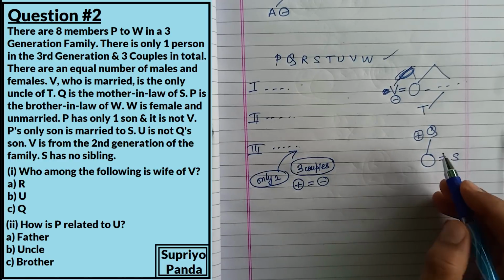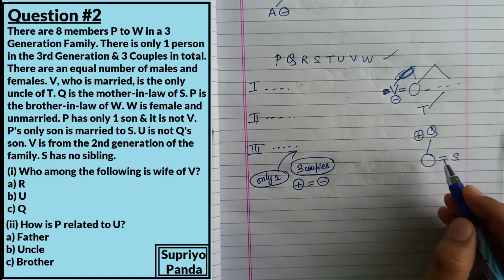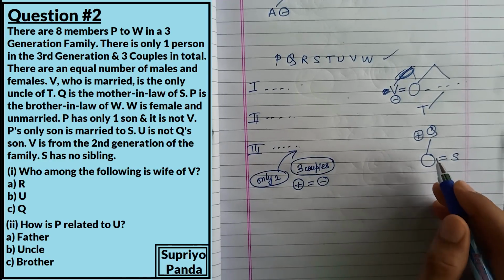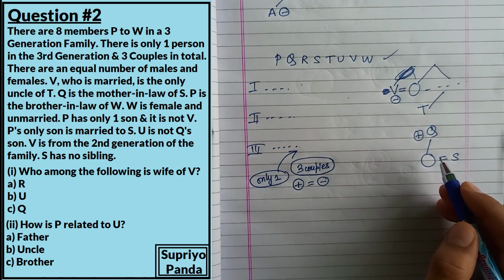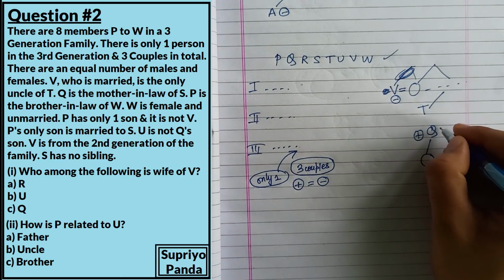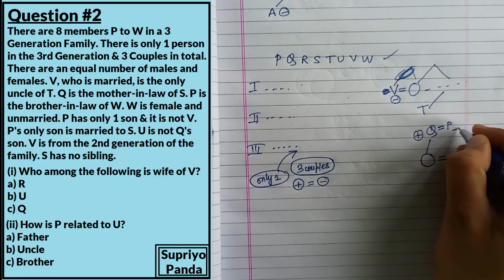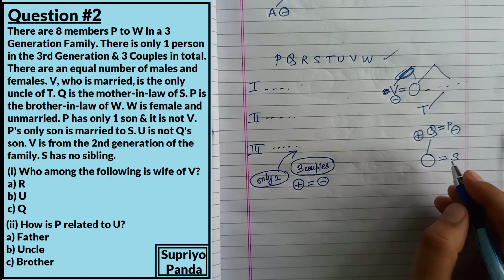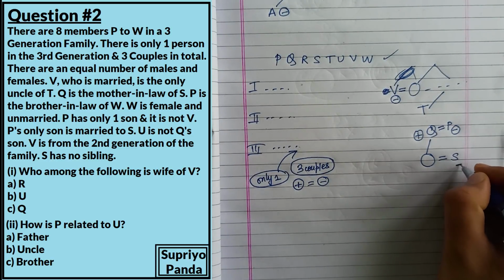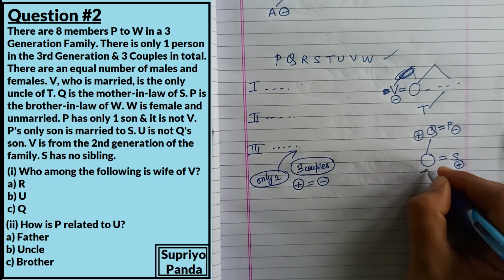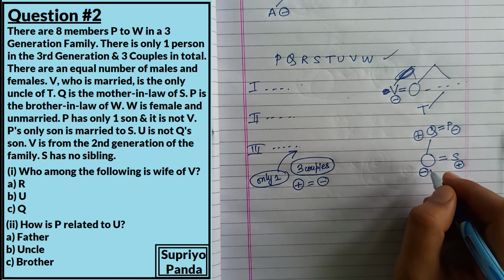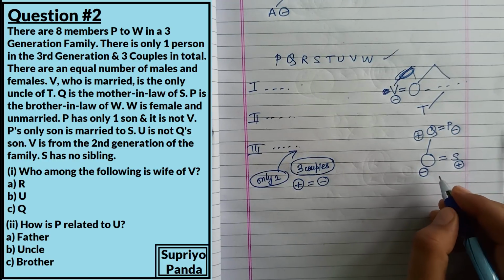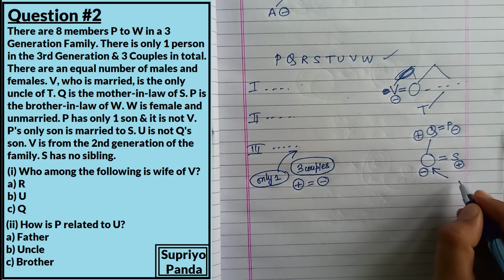Next thing that they're saying is P has only one son and it is not V. Okay, we cannot actually represent it over here. P's only son is married to S. Okay, now we hit the gold mine. We know that P's only son is married to S. So this means that P has to be over here and P must be male because we already know the mother of this person and the only son of P is married to S. So S must be female and this must be a male over here. Fine. And from the other condition, we know that P has only one son and it is not V. So this person cannot be V.